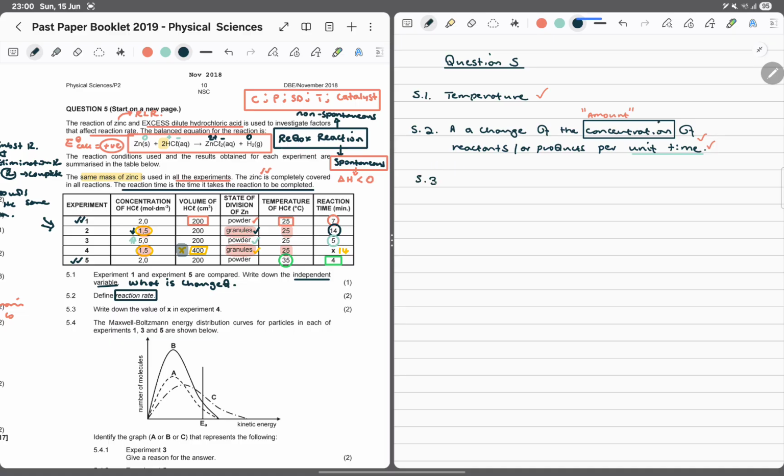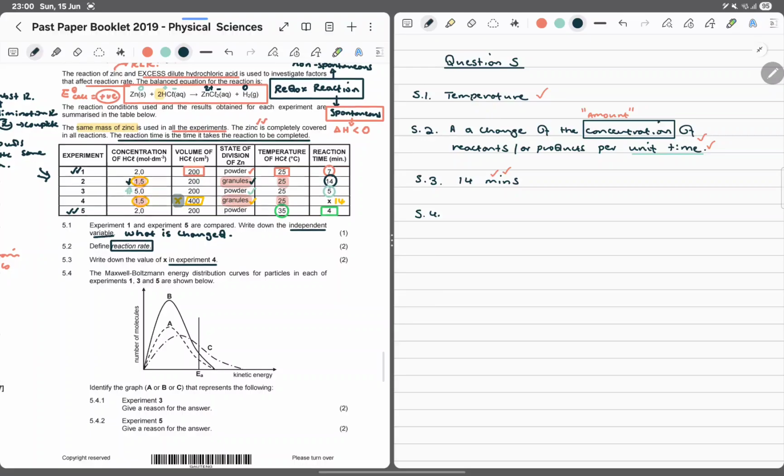So 5.3. We then have to write down the value of X in experiment 4. Since we saw the comparison, we just write it. This is 14 minutes. Okay? Again, easy stuff here. 2 marks because it's a bit of a thought that is necessary to be comfortable with that answer. 5.4 says the Maxwell-Boltzmann energy distribution curves for particles in each of experiments 1, 3, and 5 are shown below.